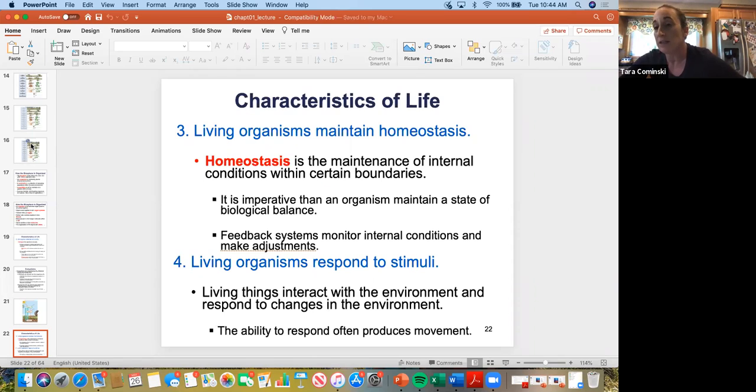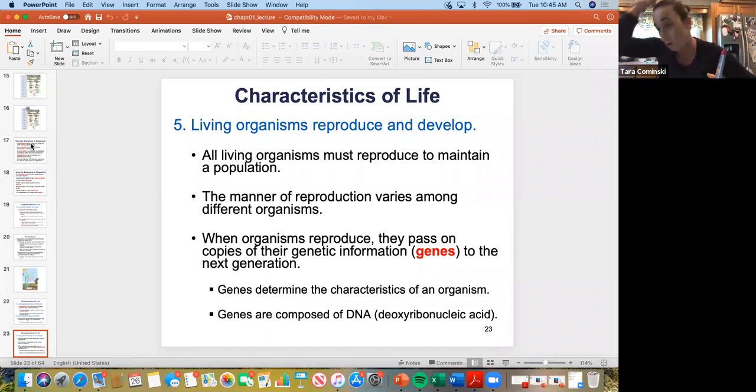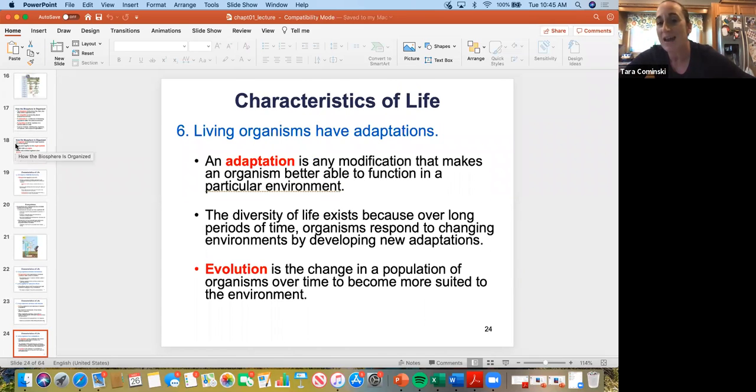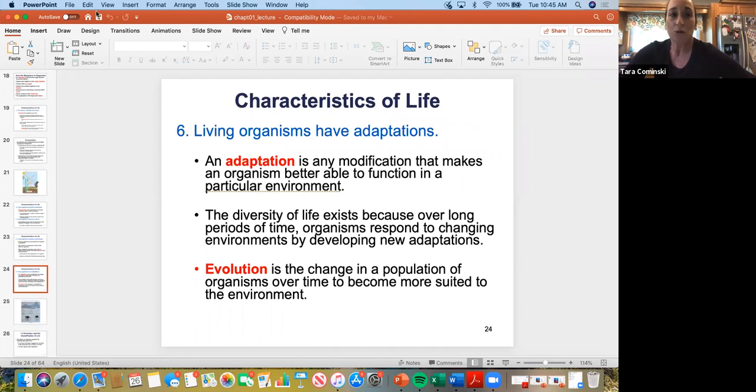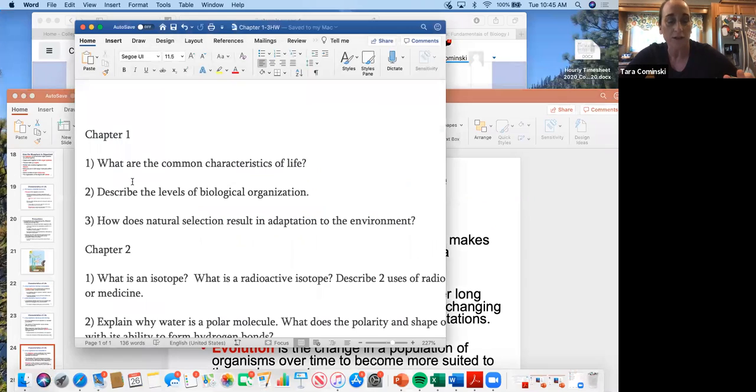Another one, living organisms respond to stimuli. You have to be able to respond to stimuli in your environment in order to function, right? And to survive, and to be alive. What else we got here? Oh, living organisms reproduce and develop. I'm sure we all agree that if you can't reproduce and develop, you're not going to be too successful. Living organisms have adaptations. I think that's the last one, right? Yeah. All right. So I think we listed 6 of them, right? Remember they're numbered in the slides, just like we went over here.